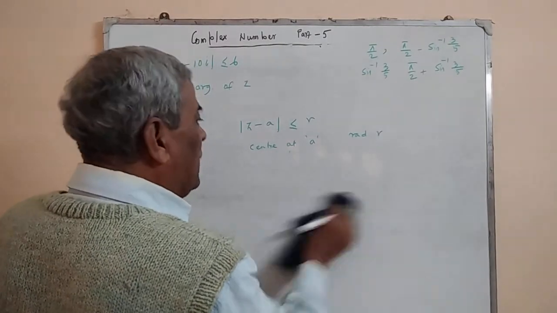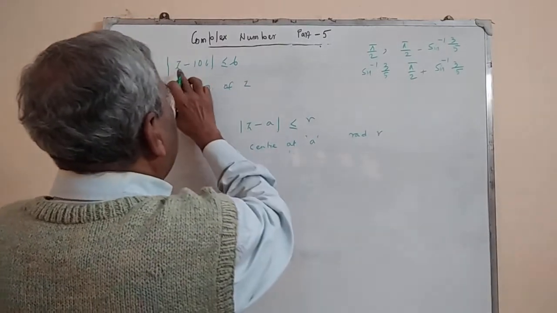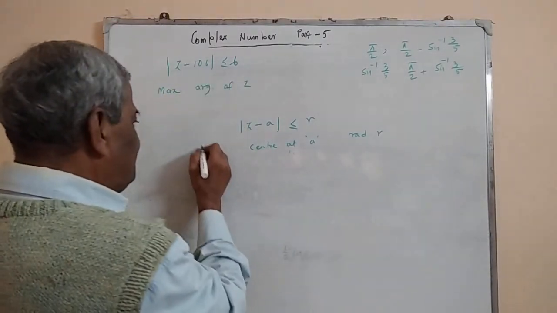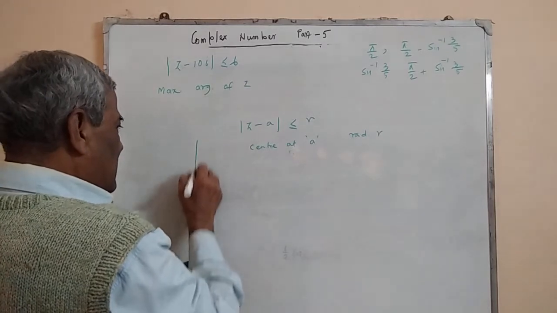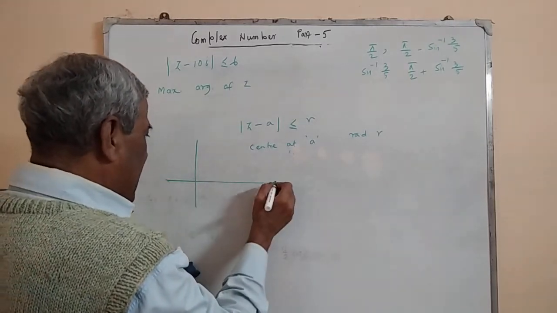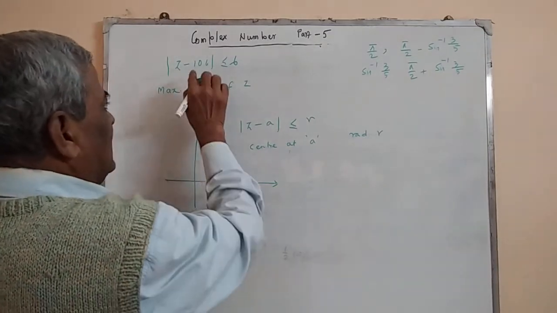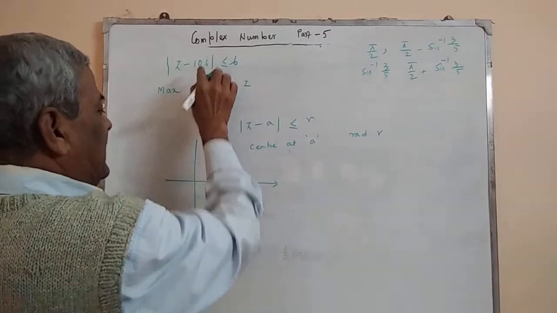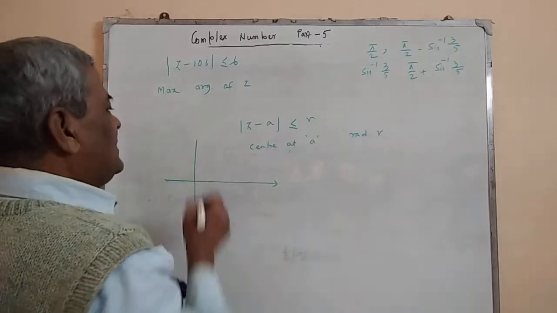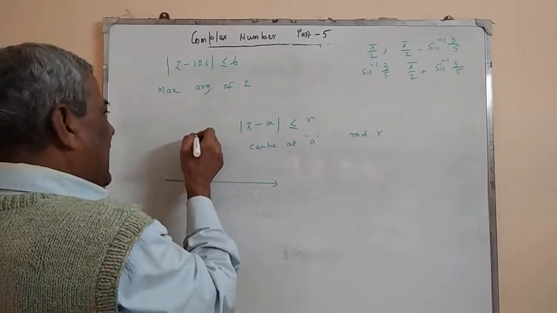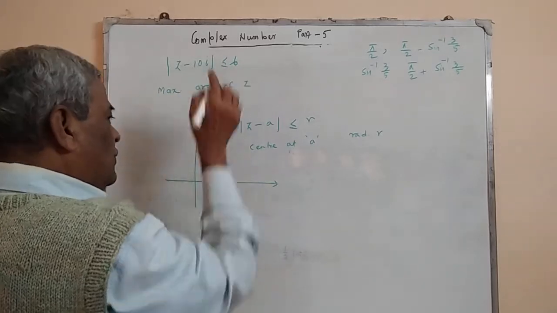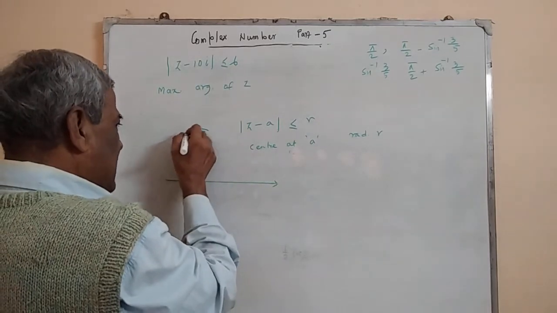So for our present problem, it is Z minus 10I. Suppose this is the real axis and this is the imaginary axis. The point 10I lies on the imaginary axis, and mod Z minus 10I equal to 6 is the circle.